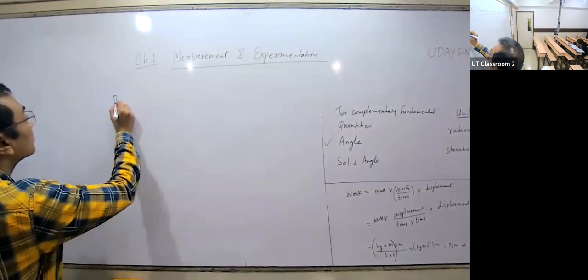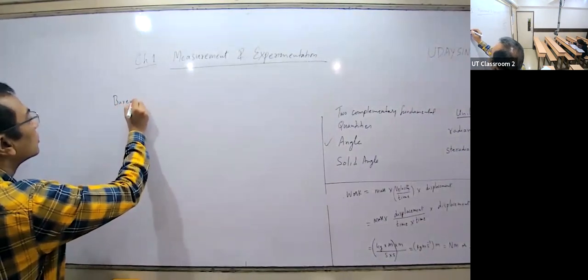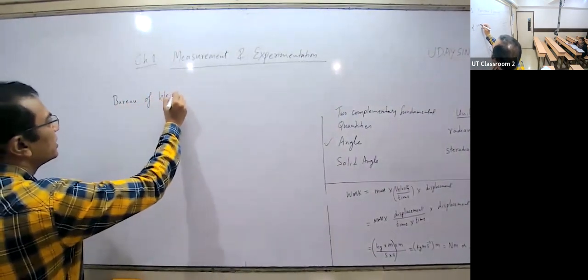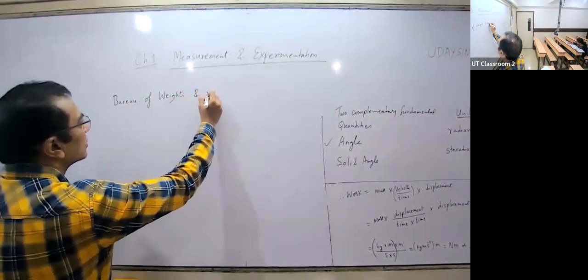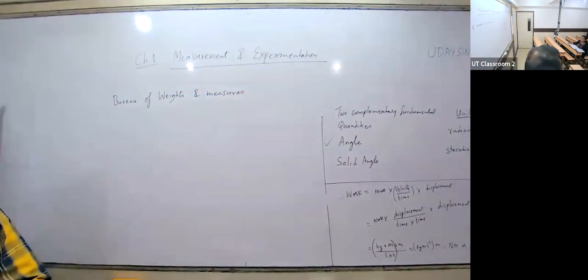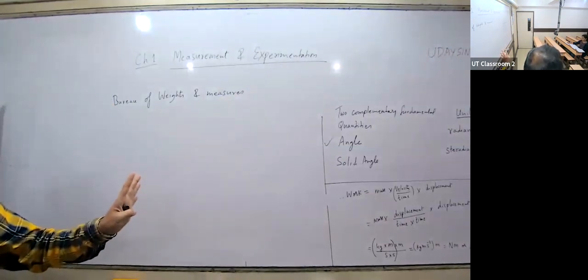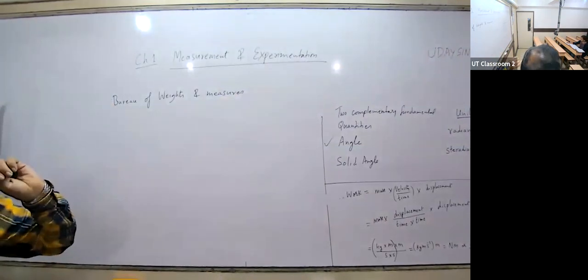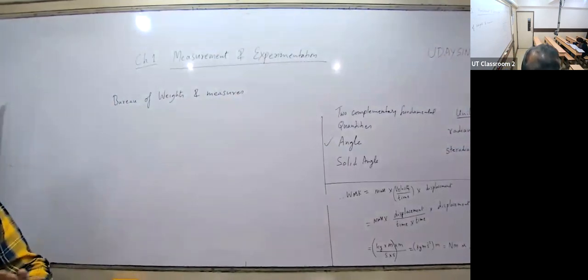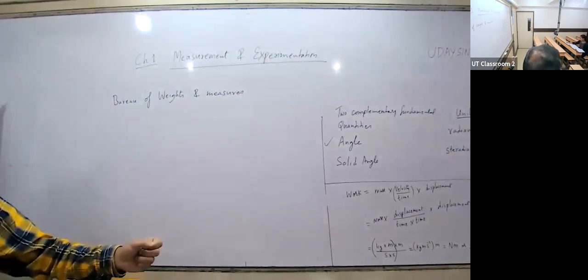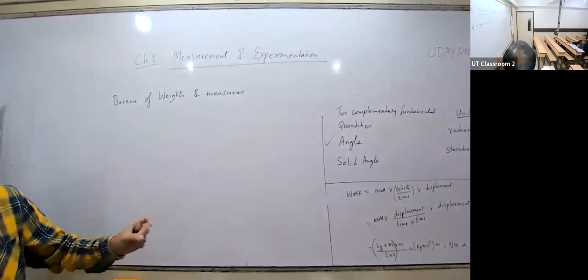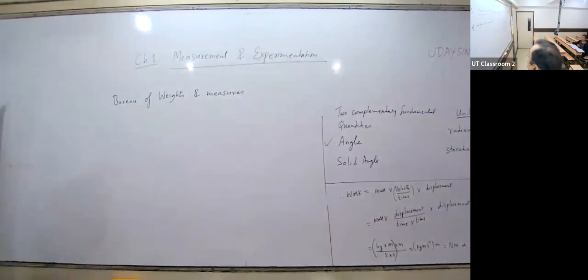This is Bureau. Bureau of Weights and Measures. So every country has a government regulated body, a Bureau of Weights and Measures, which keeps track of standards so that nobody does any cheating. When you go to a shop to buy 2 kgs, that 2 kgs in every shop should be the same. So it is controlled by this agency.